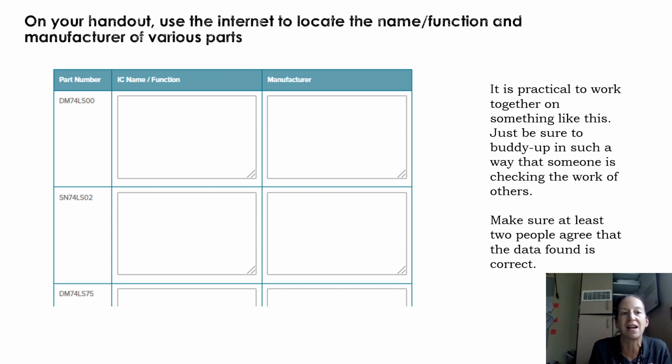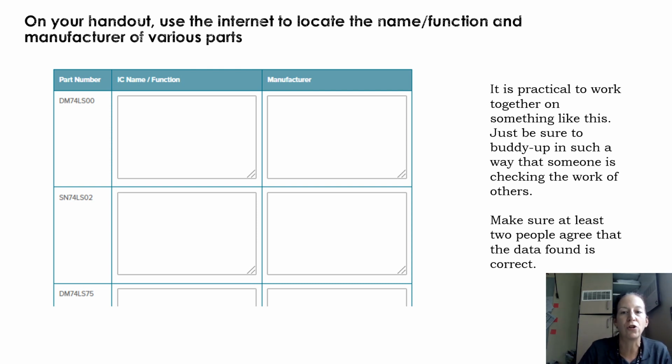So I don't think it's necessary for every single person in the class to look up every single part in order to learn how to do it. Just be sure to buddy up in such a way that someone is checking the work of others, so that you're not just copying off of someone else, like they looked up the SN74LS02 and you're just copying their work for it. That work has been double checked by at least one other person.